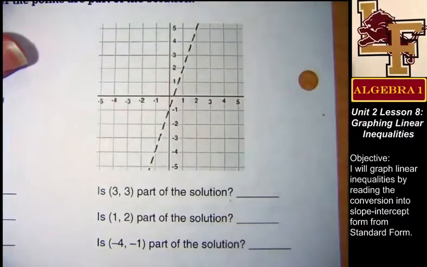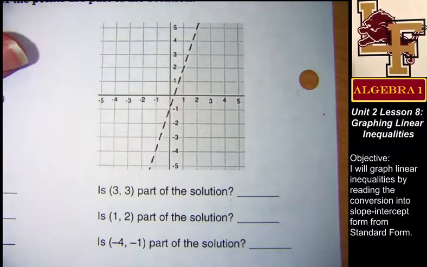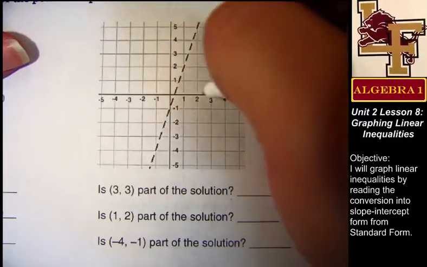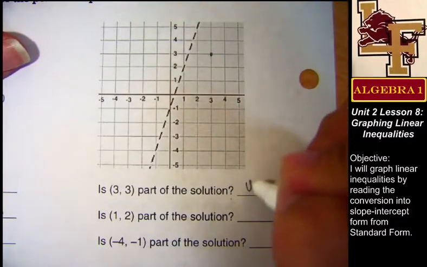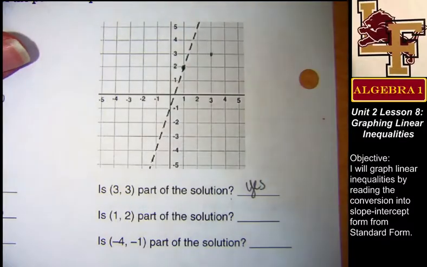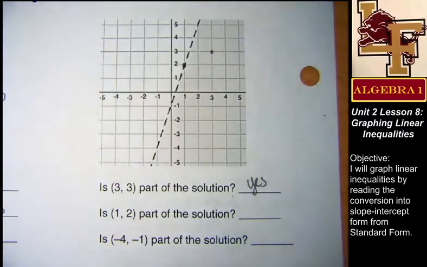Good. All right, let's take a look at this one because it's slightly different. We have a dashed line. Remember what we said, dashed line, not part of the shaded, not part of the solution. All right, 3, 3. Yes. 1, 2. Some are saying yes, some are saying no. Argue. Why are you saying yes? Why are you saying no?